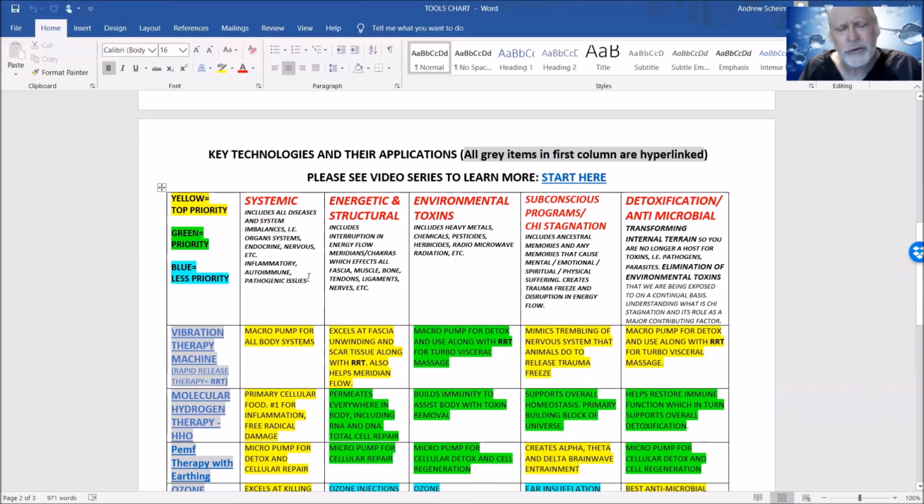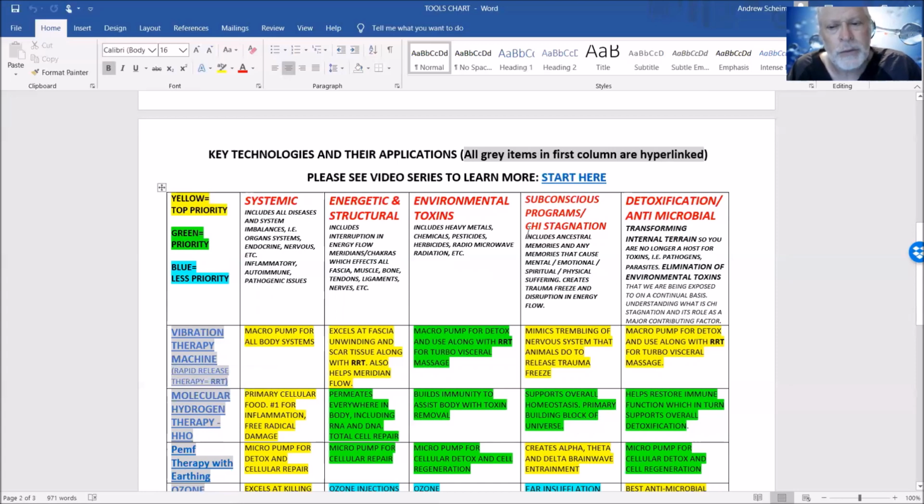Systemic covers pretty much all your autoimmune diseases. There's obviously various autoimmune diseases that affect the nervous system and the brain, but inflammation is a huge issue, and just right off the bat, molecular hydrogen therapy is the best therapy for any type of inflammatory issue. So we have a whole playlist on this, and please, this is one of the most vital therapies one needs to do.